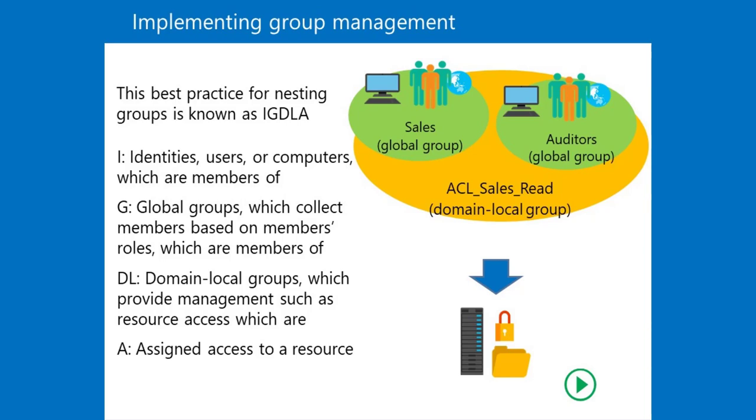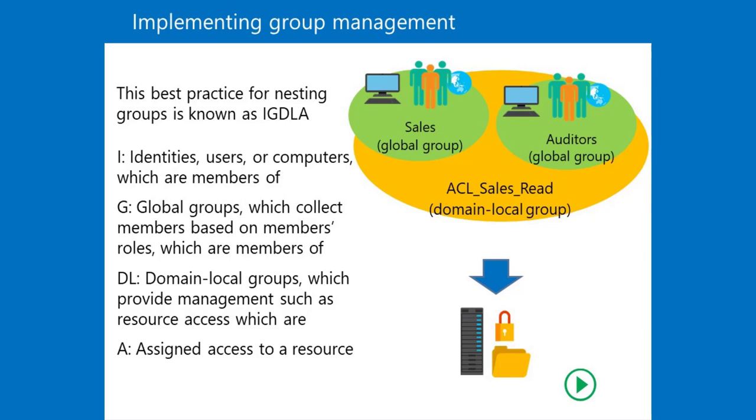In a multi-domain forest, the best practice for group nesting is known as IGUDLA. The additional letter U stands for universal groups: identities, global groups, universal groups, domain local groups, access. In this case, global groups from multiple domains are members of a single universal group. That universal group is a member of domain local groups in multiple domains.